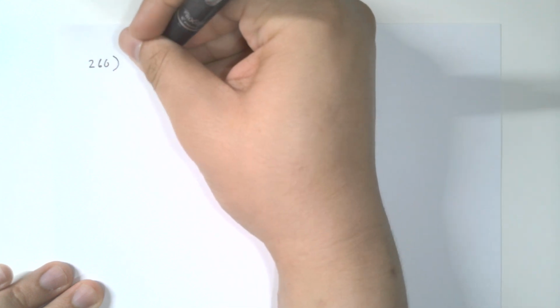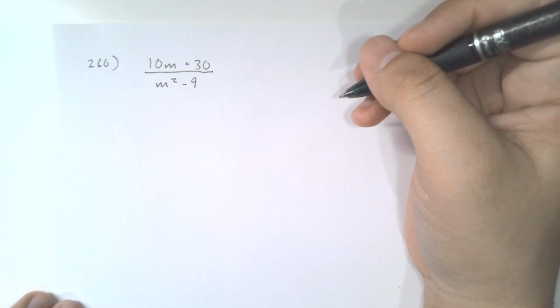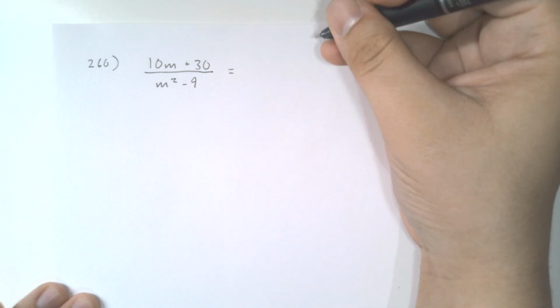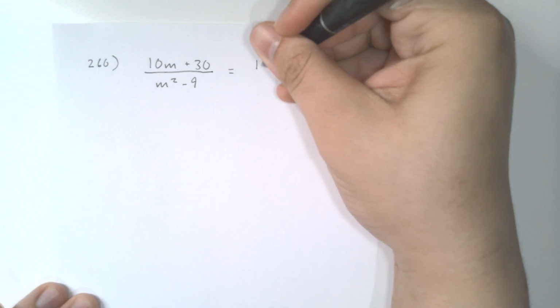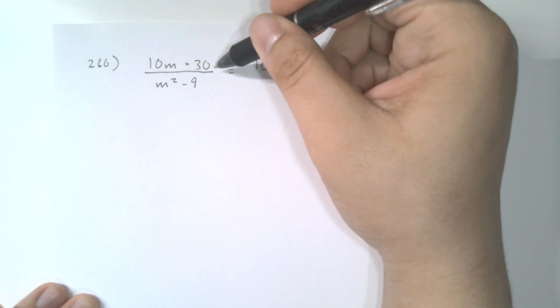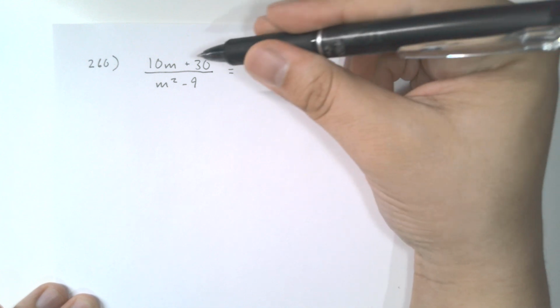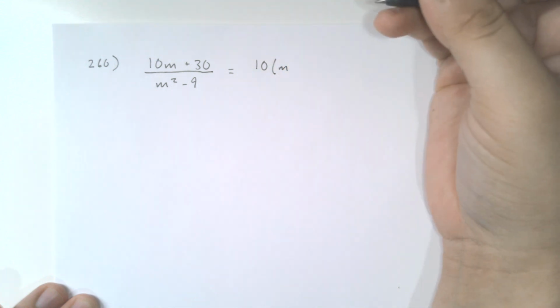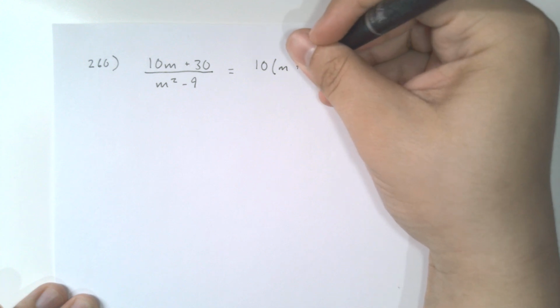For number 260, we have 10m plus 30 divided by m squared minus 9. So let's factor the numerator. Greatest common factor between 10 and 30 is 10. And we don't have any greatest common factors between m and no m, so it's just 10 that we can pull out of this. So 10 times what gives us 10m? That would be m. And then 10 times what gives us 30? Well, that'd be positive 3.